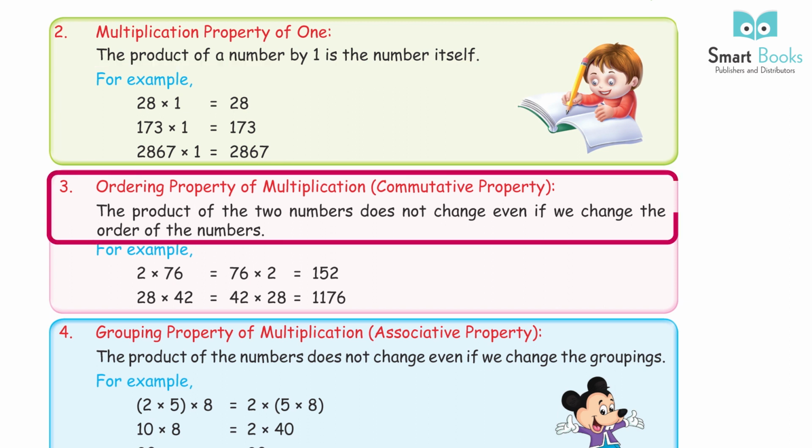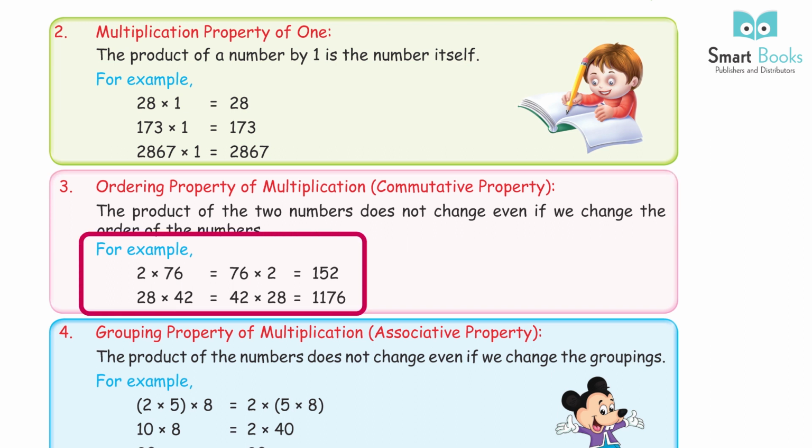3. Ordering property of multiplication, the commutative property. The product of two numbers does not change even if we change the order of the numbers. For example, 2 into 76 is equal to 76 into 2, which is equal to 152. 28 into 42 is equal to 42 into 28, which is equal to 1176.